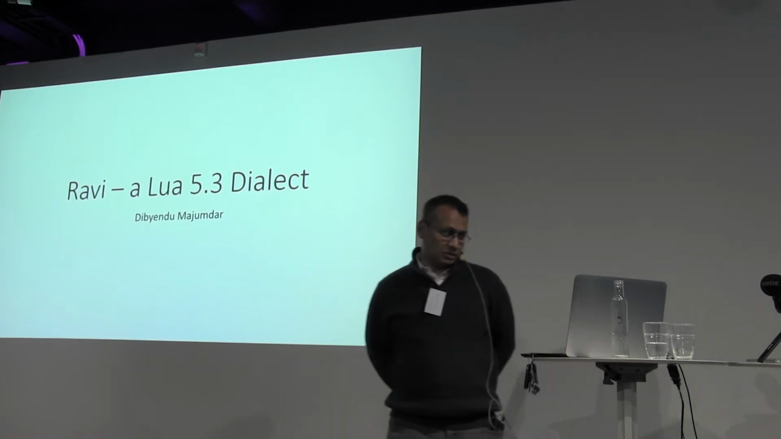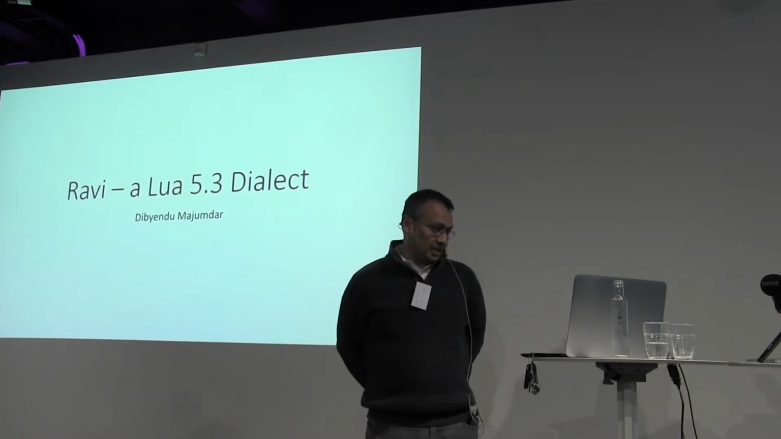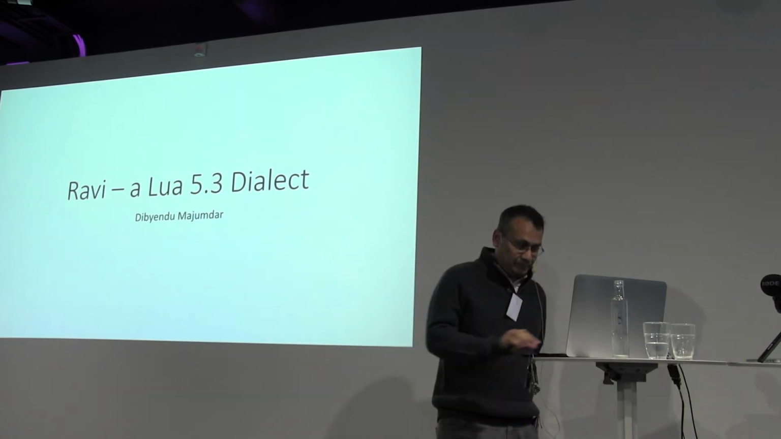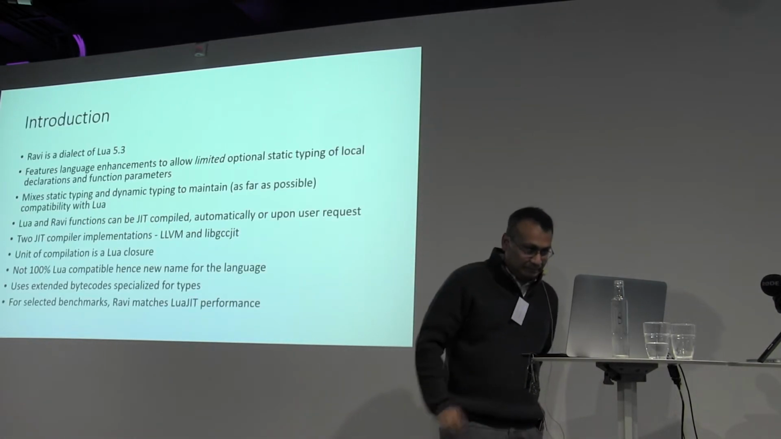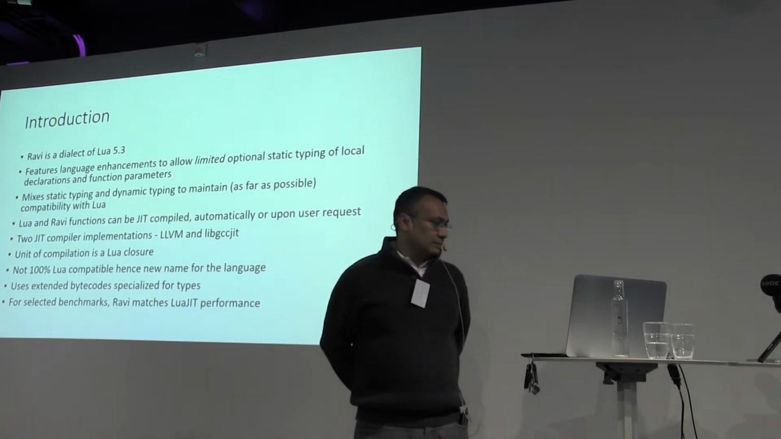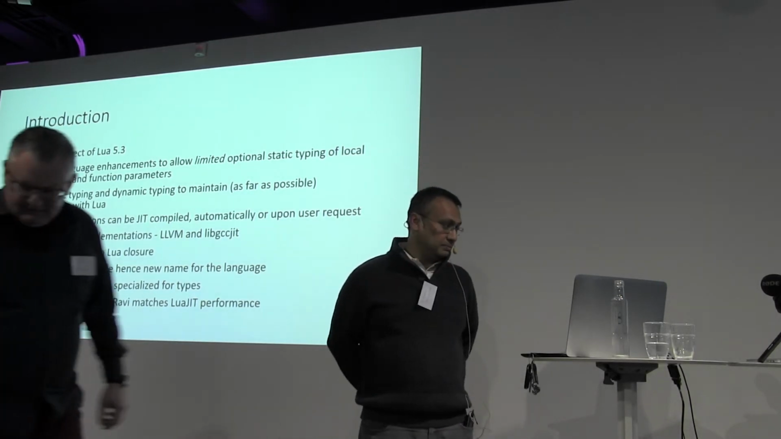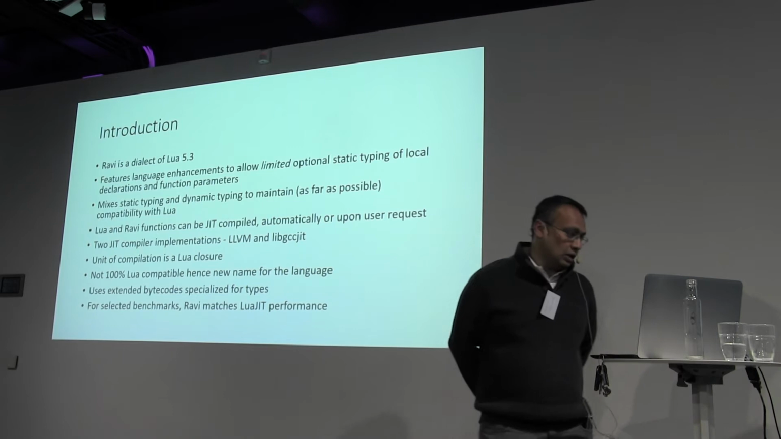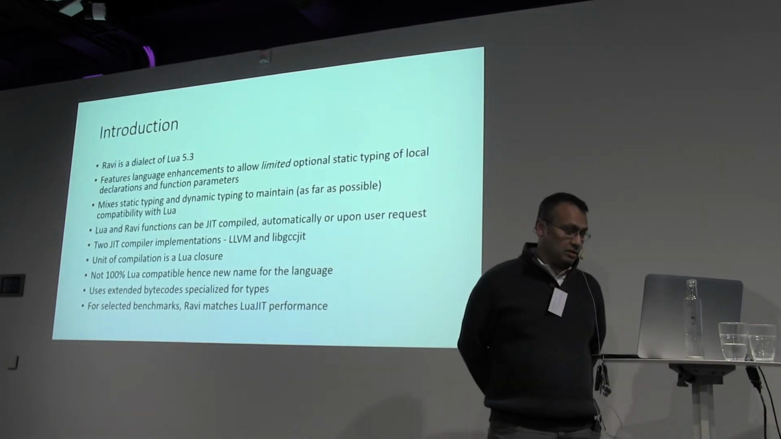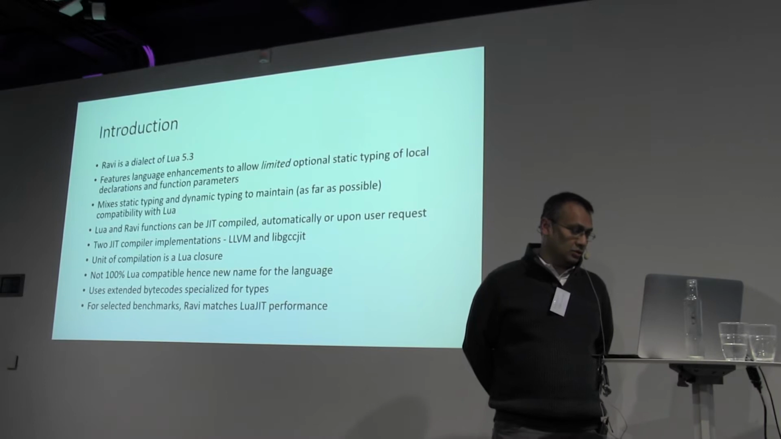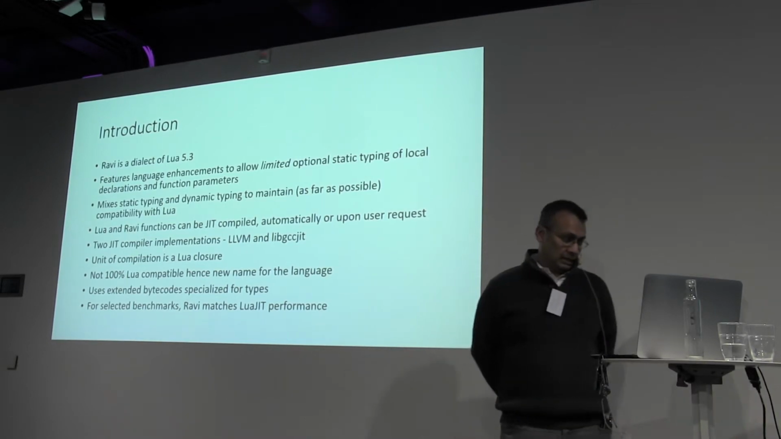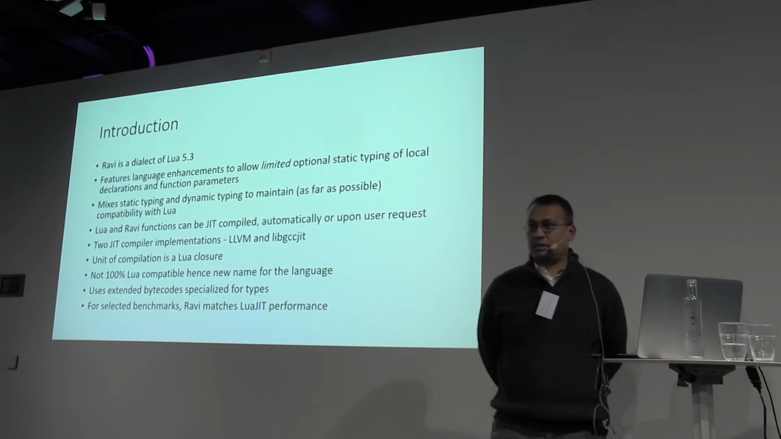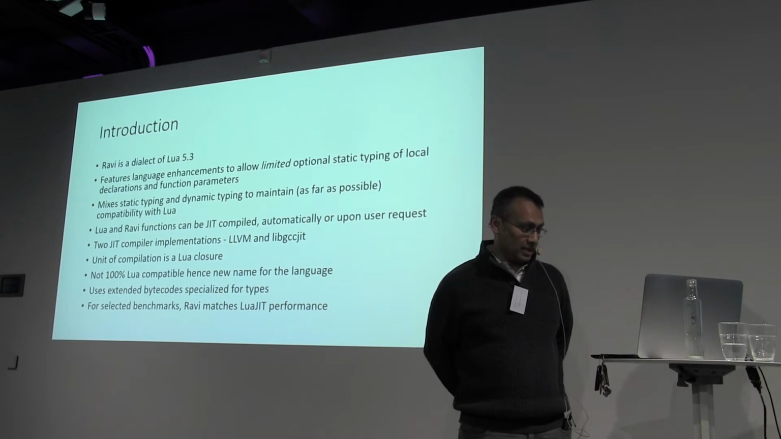Right. So I'm going to talk about Ravi, which is a Lua 5.3 derivative. Let's get going. It's a dialect of Lua 5.3. It features language enhancements to allow some static type annotations to be added, primarily so that we can do better JIT compilation, which I'll talk about. It allows you to mix static types and dynamic types as far as possible.